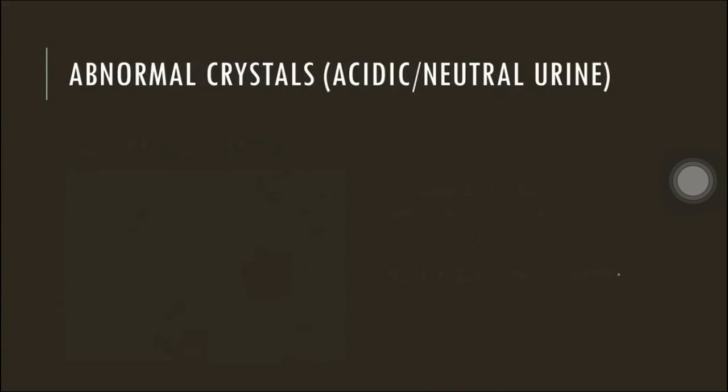Next, we now move on to abnormal crystals. Take note, lahat ng abnormal crystals, usually, they are present in acidic urine, but some may be present in neutral urine. Pero usually, lahat yon acidic. So, kung papiliin kayo sa dalawa, for example, choice na acidic or neutral, piliin natin yung acidic.